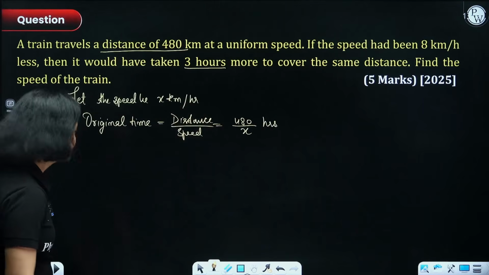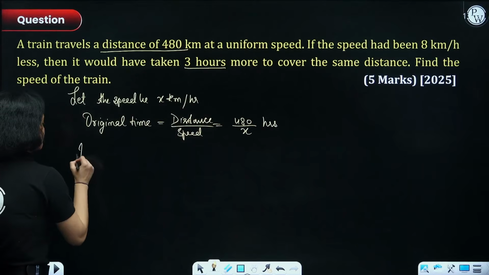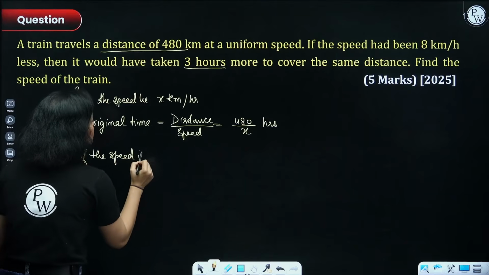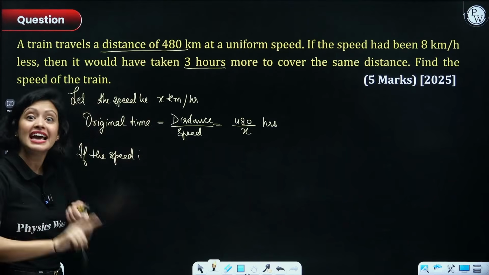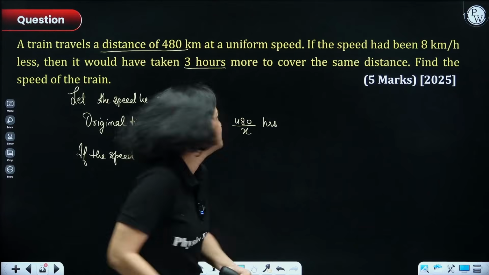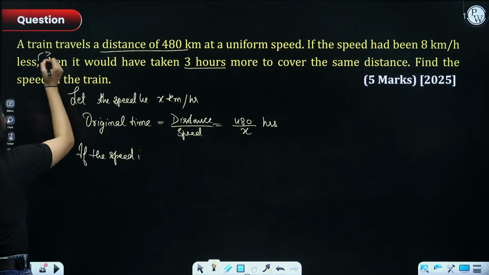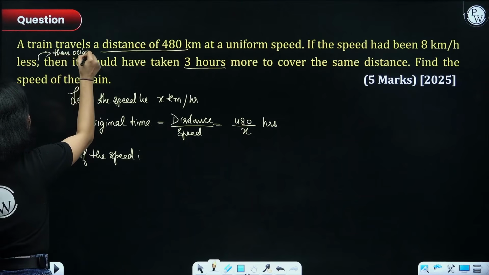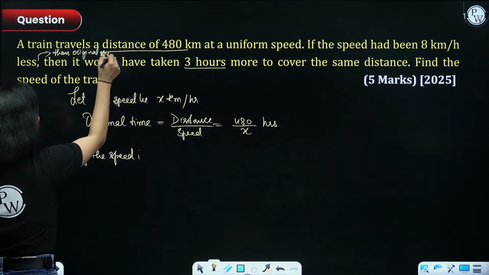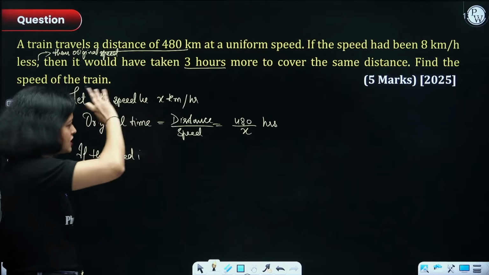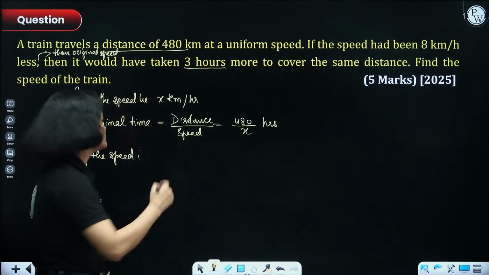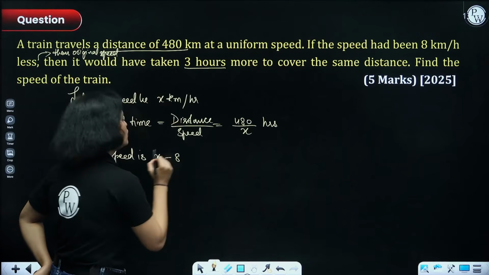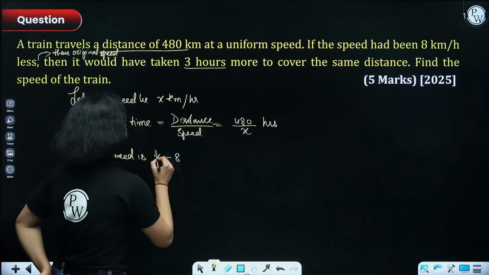Please write hours also, guys. Write the units. Okay? But now they are saying that if the speed was 8 km per hour less than what? Less than original speed. These are common sense things that you should think yourselves, right? So 8 km less than original speed. That means if the original speed is x km per hour, then the new speed is x minus 8 km per hour.